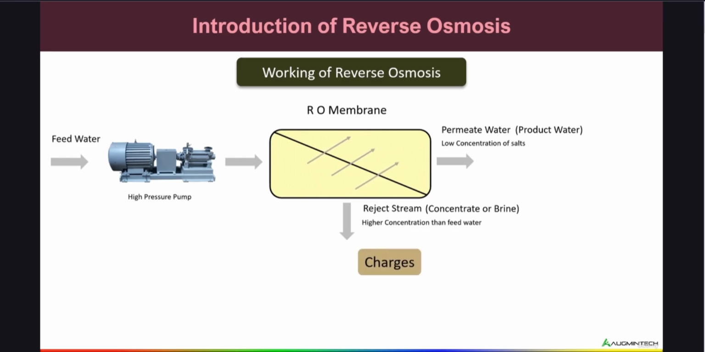The first one is ionic charges, and it is based on the resistance to passage of ions due to their electrical charge. This mechanism is responsible for removal of ionic impurities. Even the smallest molecules are rejected if they have ionic charge.